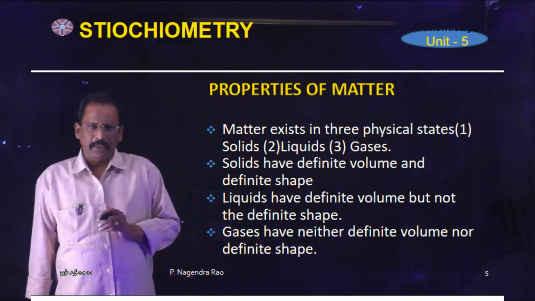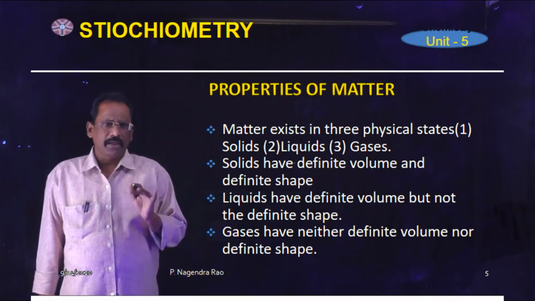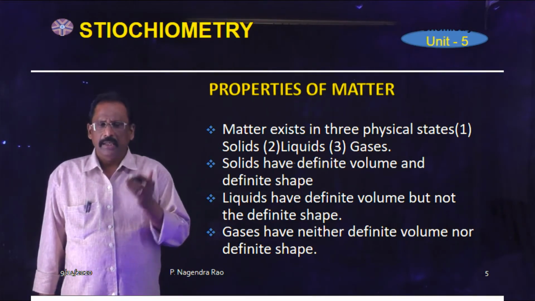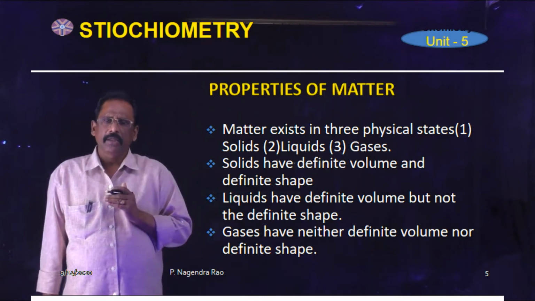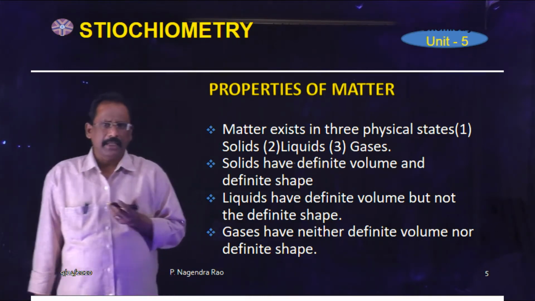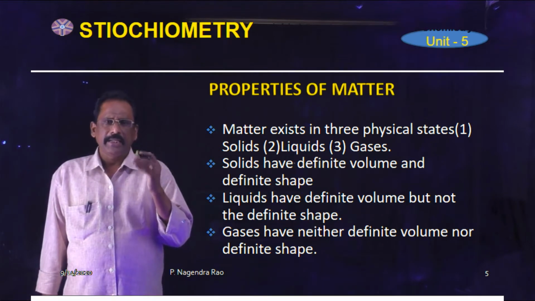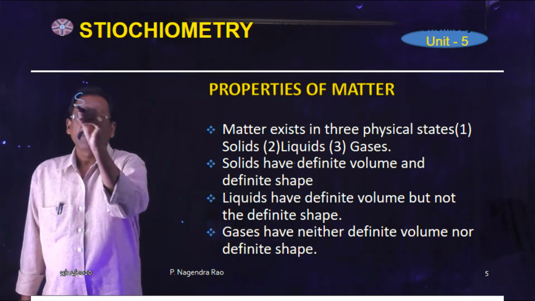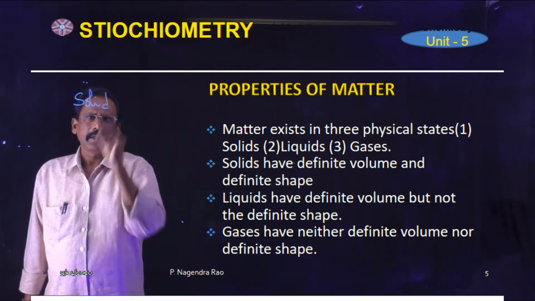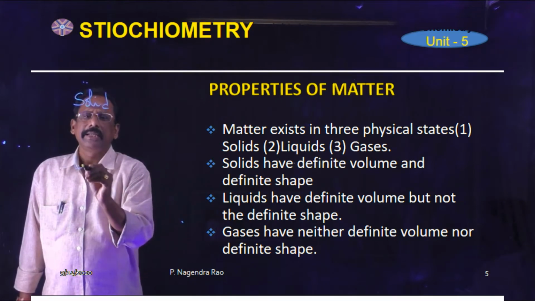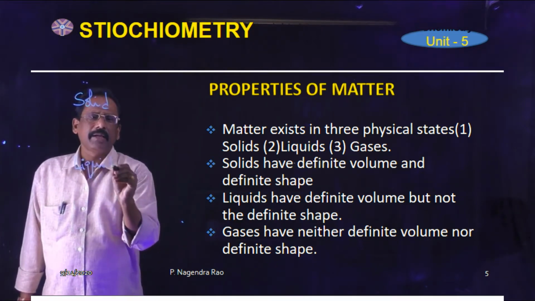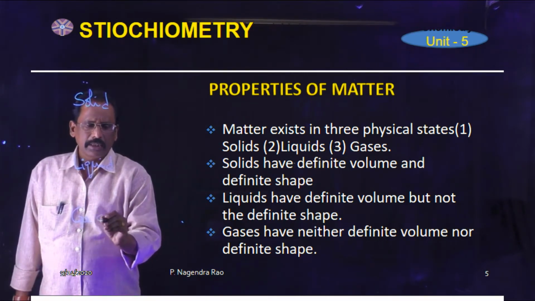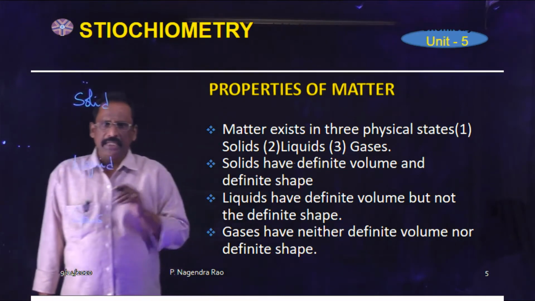Now the first topic in the chapter is properties of matter. Matter means anything which has some mass and occupies some space in the universe. Generally, matter exists in three physical states. One is solid, another one is liquid, and the third one is gas. So matter exists in three physical states.